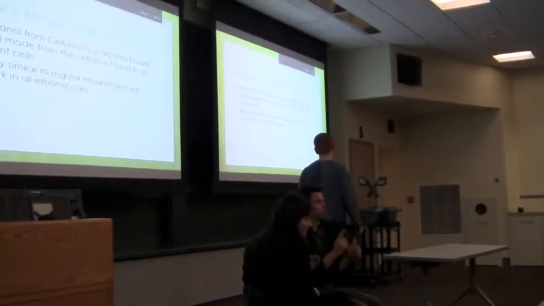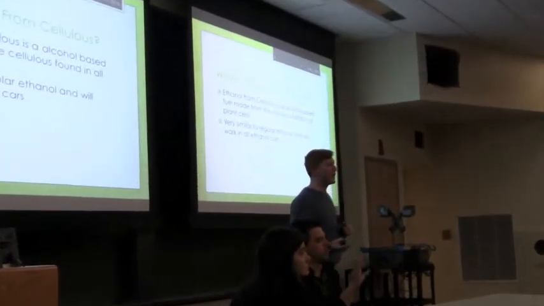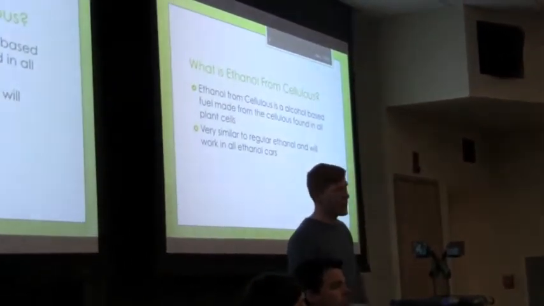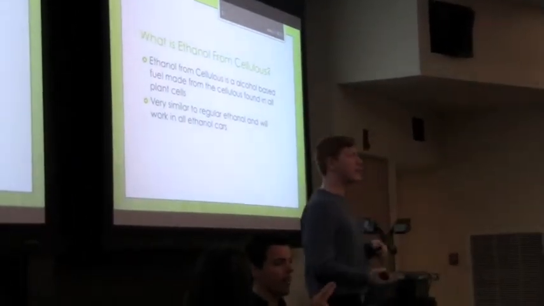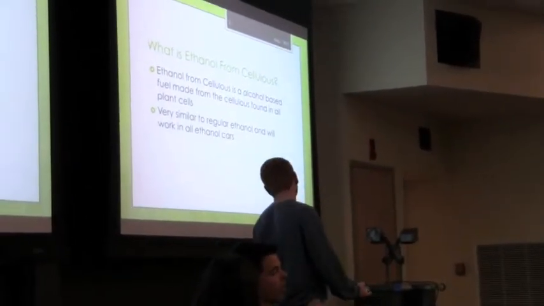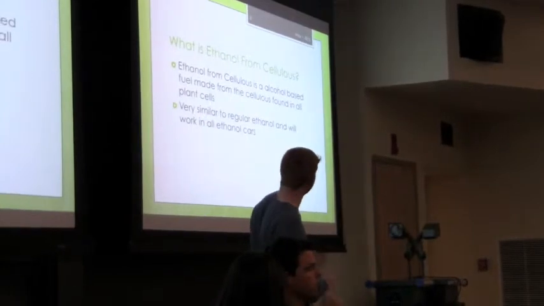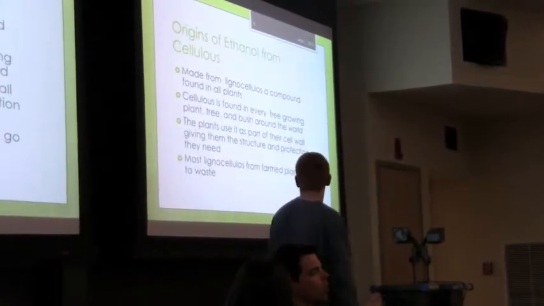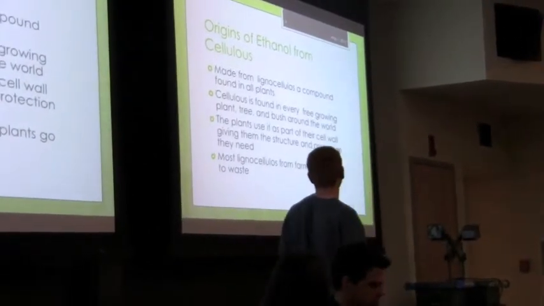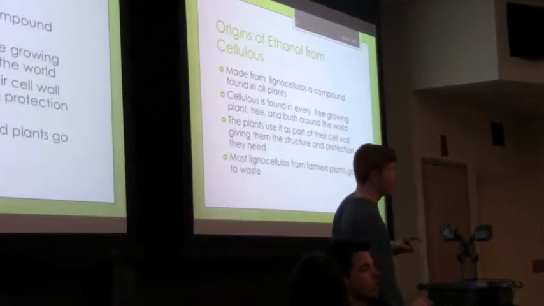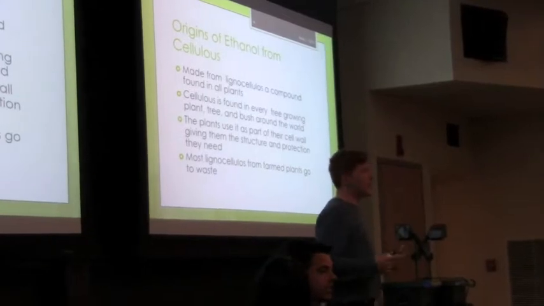First off, what is ethanol from cellulose? Much like the ethanol that's in all the gas stations that the cars are running off today, it's an alcohol-based fuel, but instead of being made from corn like most ethanol, it's made from the cellulose found in all plant cells. Cellulose comes from lignocellulose, which is a compound found in all plants. It's a really complicated sugar.